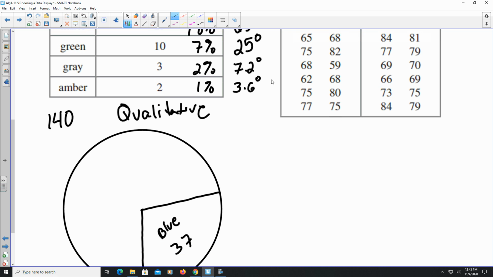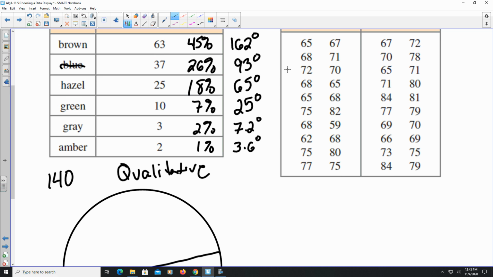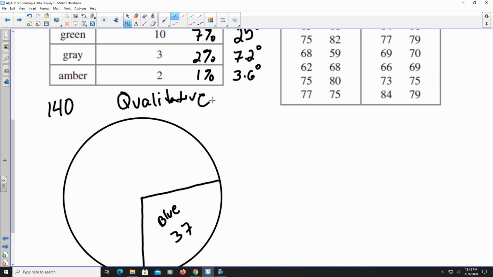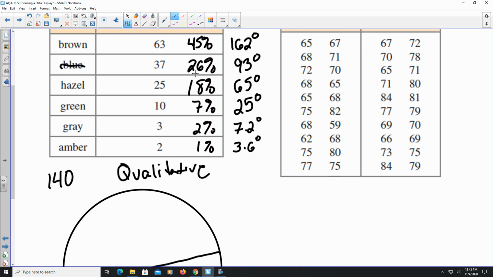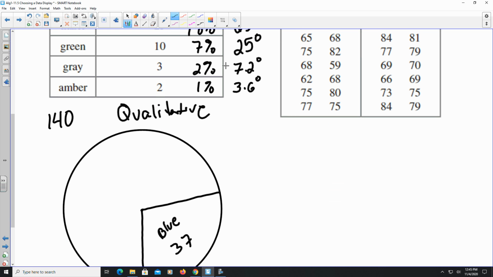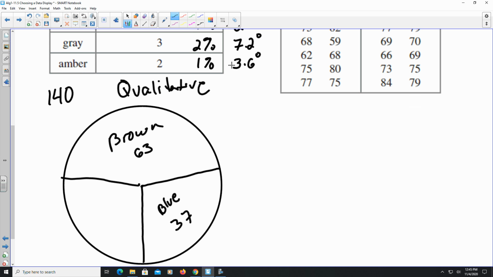Next, looking at what we have here, brown is 162, so it's not quite 180. I would say it's probably right about there. So that's the brown, and that's 63. You can also measure this with a protractor too. I'm just trying to give you an idea of this.